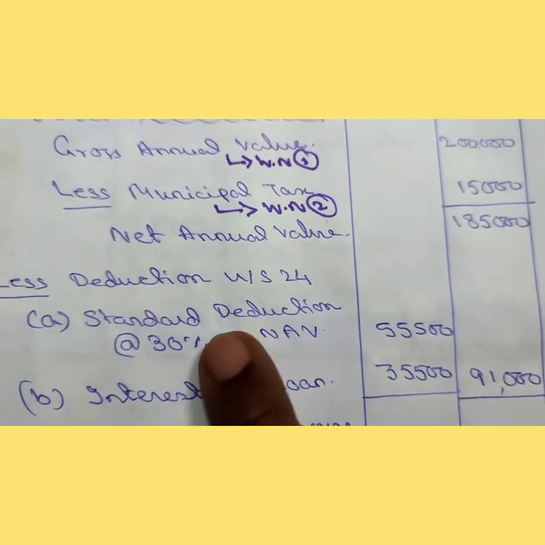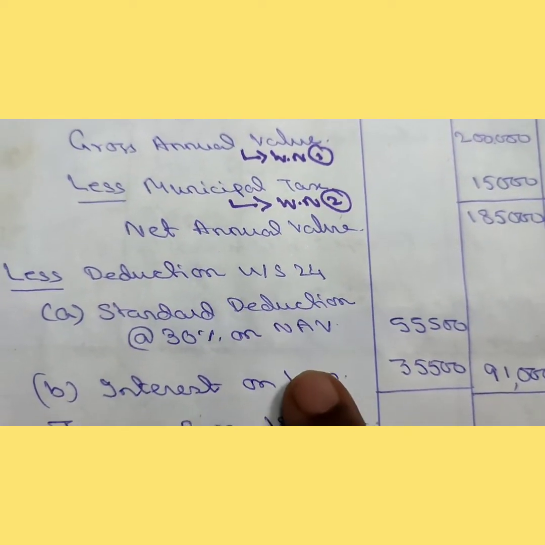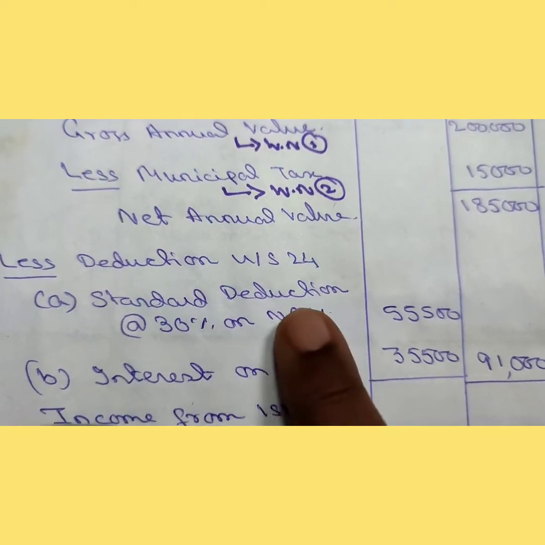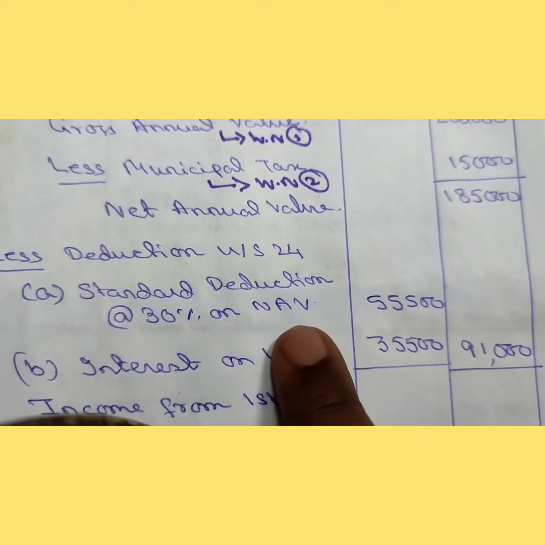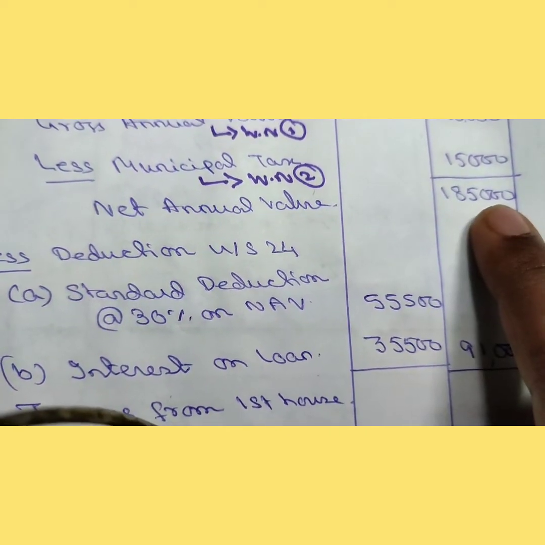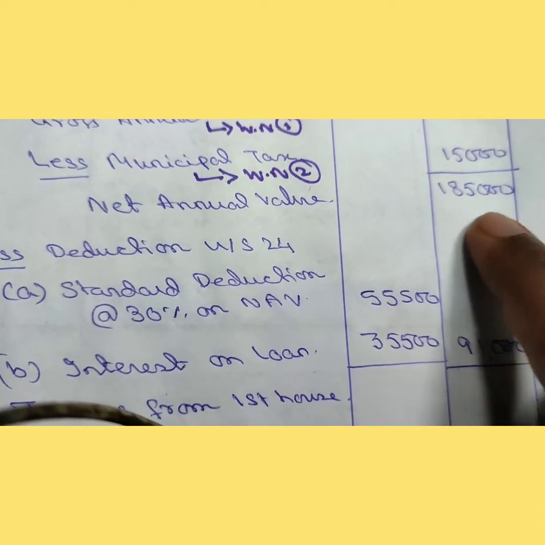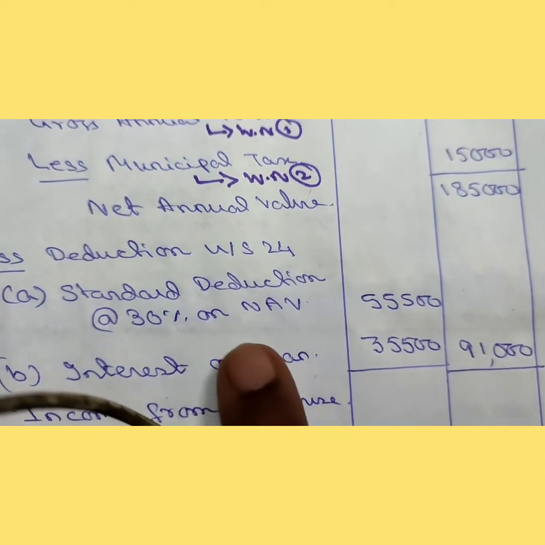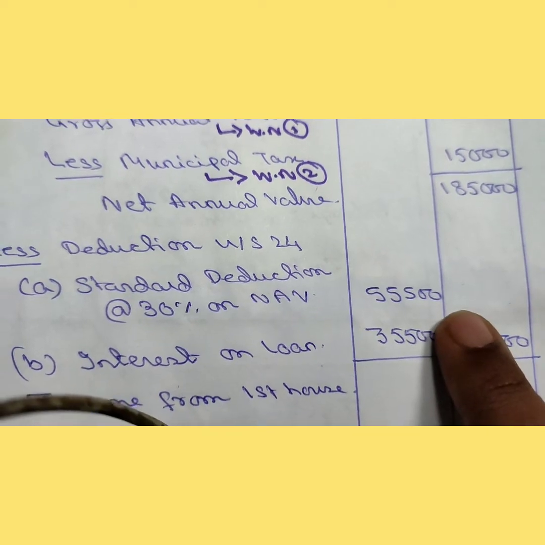After that, we have to give some deductions. There are 2 deductions here. One is standard deduction, that is 30% of net annual value, and 1,85,000 is the net annual value. So 30% of that is 55,500.